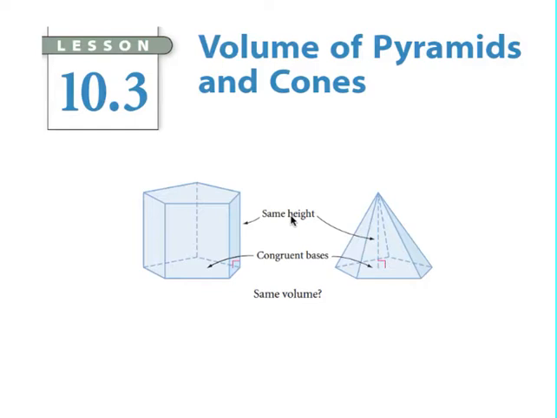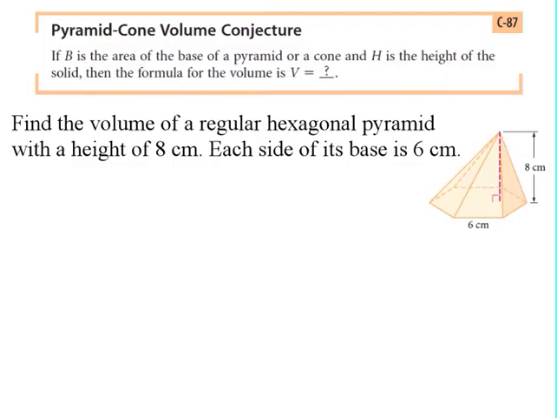Now, if you notice here, they have the same height, they have congruent bases, but they don't have the same volume, because when you think about all the stuff you could fit in, you could fit more stuff in this prism than you could in this pyramid. So now we're going to learn about the relationship between the two. And like I said, this should already be review. So when I think about that, does anybody remember what the relationship between a pyramid and a prism is?